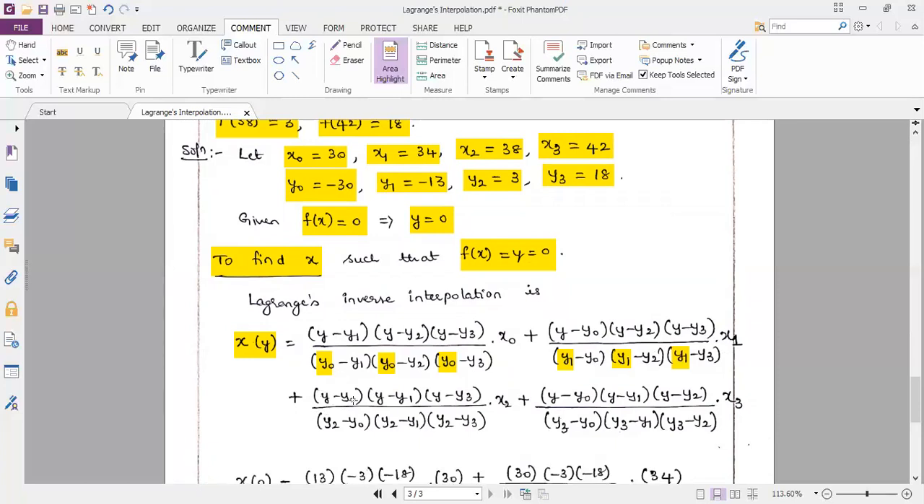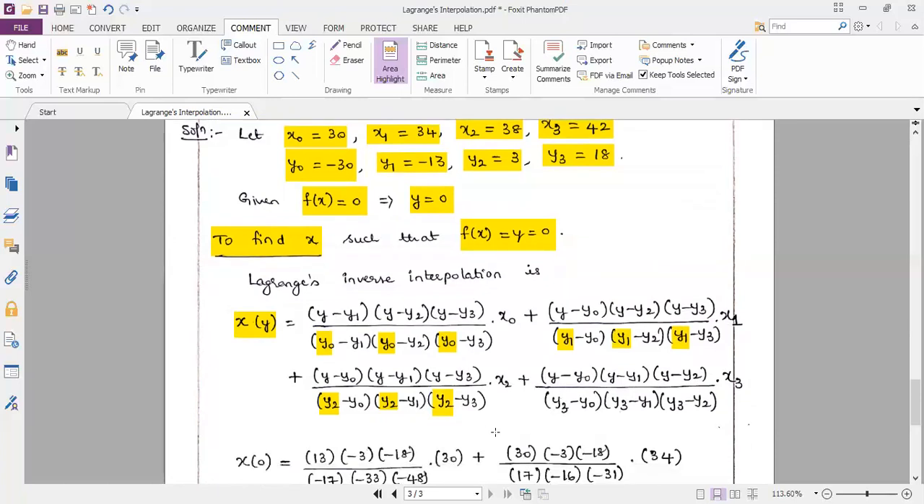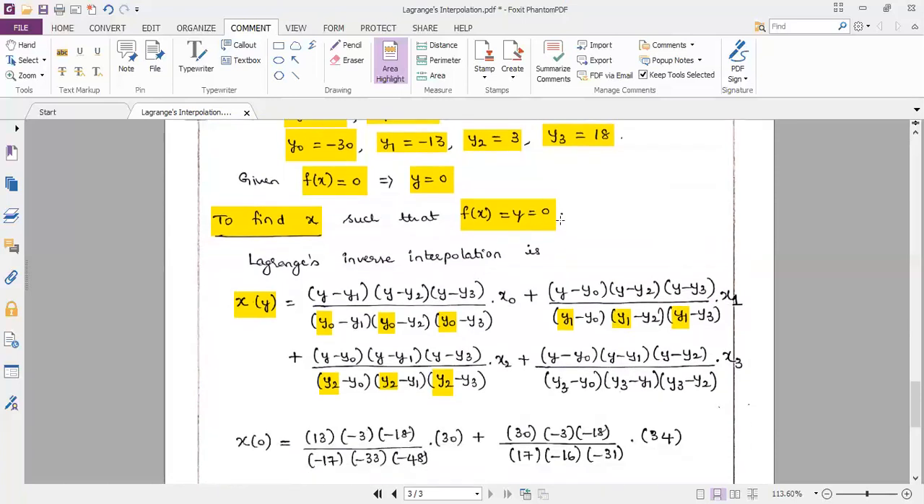Next term, y minus y0, y minus y1, y minus y3. y2 is skipped in the numerator, so each of the denominator terms should be subtracted from y2: y2 minus y0, y2 minus y1, y2 minus y3. The multiplier is x2. Plus the last term, skipping y3 in the numerator, so y minus y0, y minus y1, y minus y2, the whole divided by y3 minus y0, y3 minus y1, y3 minus y2, into x3. So this is our formula for inverse Lagrange interpolation. Now our aim is to substitute y is equal to 0 and evaluate.